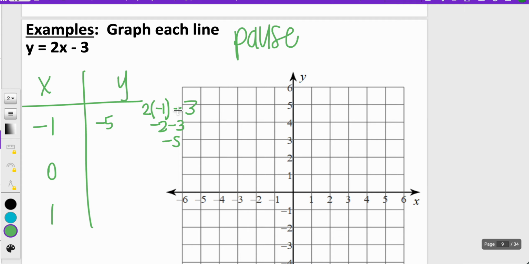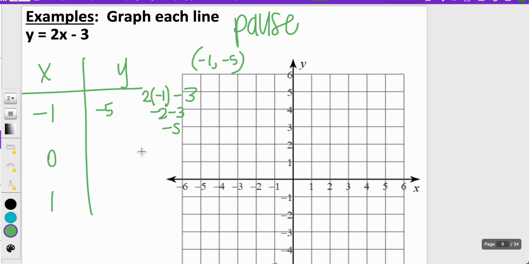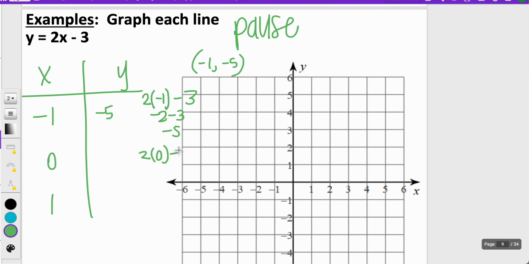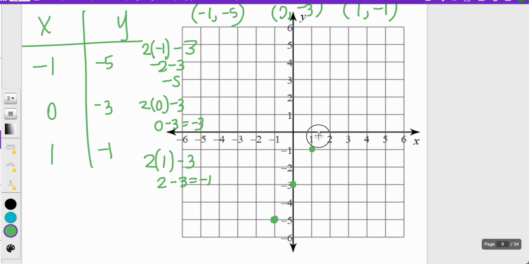So when x is -1, y is -5. So down here. When x is 0, plugging that in, 2 times 0 is 0, minus 3 is -3. So my next ordered pair is 0, -3. The last one, when x is 1, what could be y? 2 times 1 is 2, and 2 minus 3 is -1. So my final ordered pair is 1, -1. Here. When I'm done, connect those points and it should make a straight line. That's how I know I got it right.